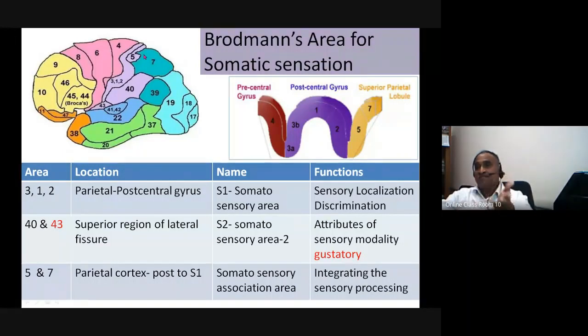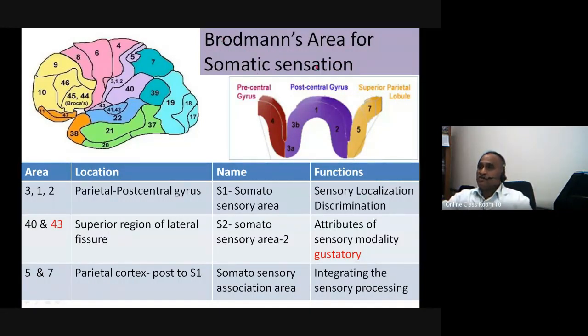Here is a color-coded brain. This green part is the occipital cortex, this part is the parietal cortex, this part is the frontal cortex, and this is the temporal cortex. Now we consider in this slide the Brodmann's areas for somatic sensation. I have used colors that match these areas.